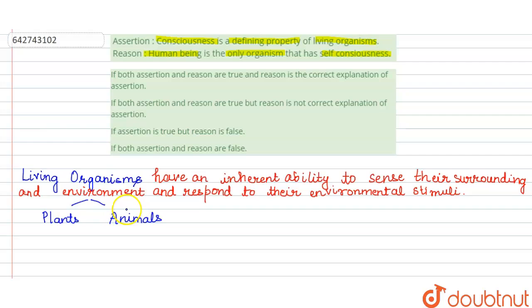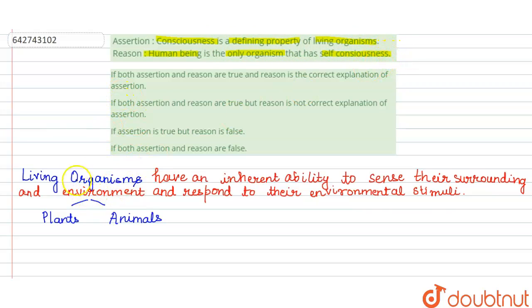While the non-living organisms do not have the property of consciousness, they cannot sense their surroundings and environment, and they cannot respond to that accordingly, right? So living organisms only have this property of consciousness. As per the assertion statement that consciousness is a defining property of living organisms, what do we see here? That the assertion statement is true, right?